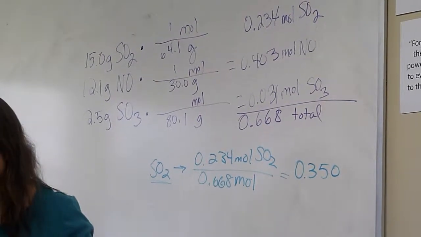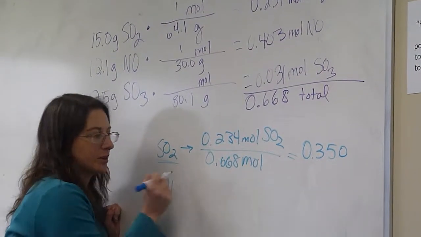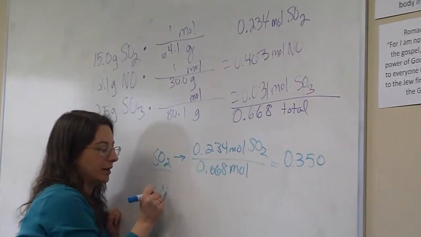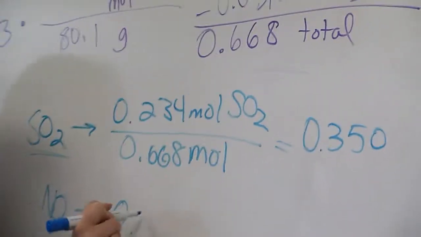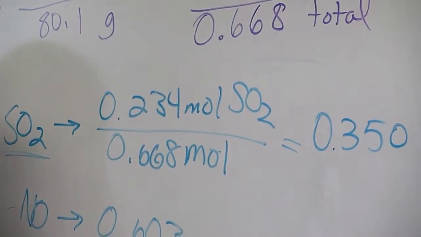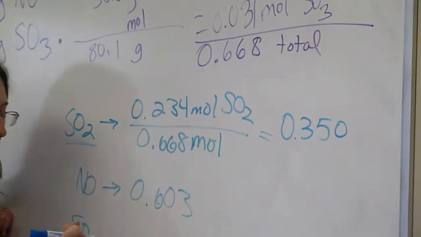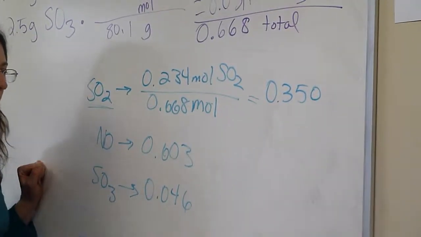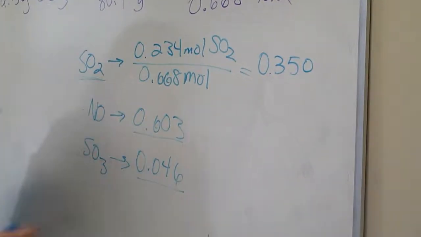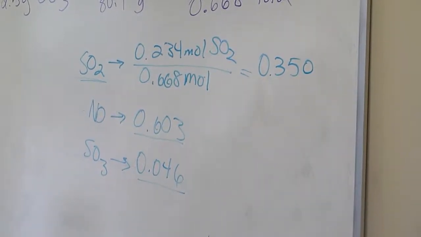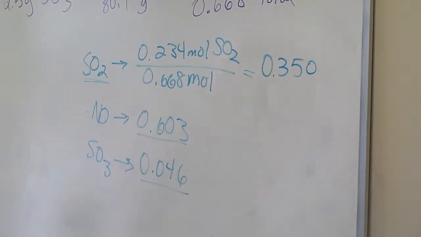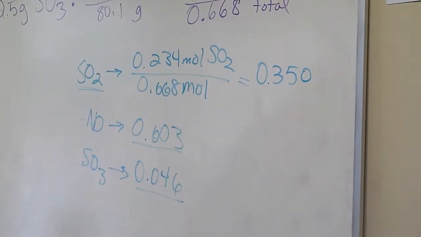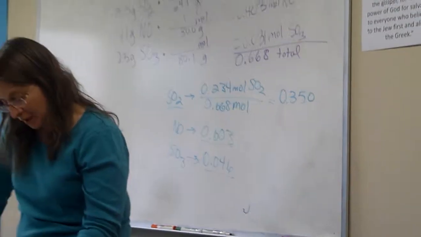So, how about nitrogen monoxide? We're just going to divide its number by that, and what do we get? 0.603. And sulfur trioxide? 0.046. Okay, all unitless. It's one of those moments I can't tell you to put units. So just make sure you've labeled them somehow, so I can tell what you're doing. So those are mole fractions, hooray.